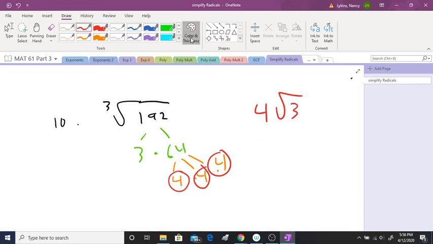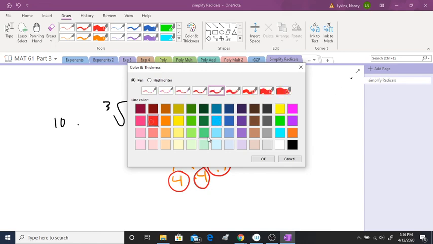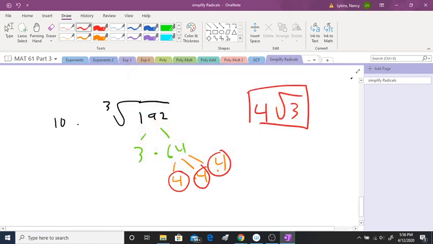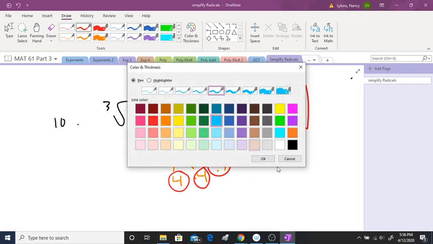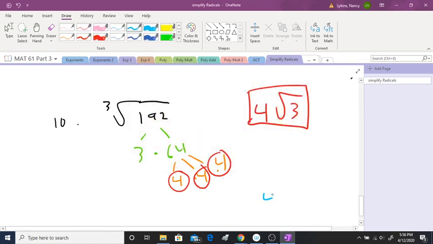So if you always want to check your work, okay, this is the answer that I'm looking for. If you want to check your work, you could take 4, instead of squaring it, since that's a cubed root, you would say 4 to the 3rd power times 3, and that gives you 192, which is underneath our radical symbol.